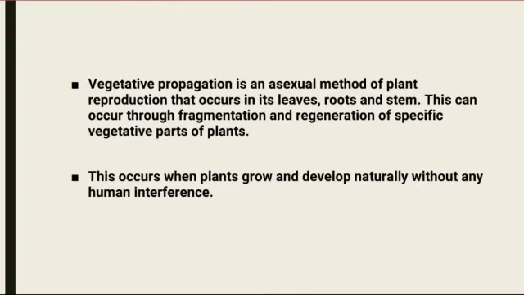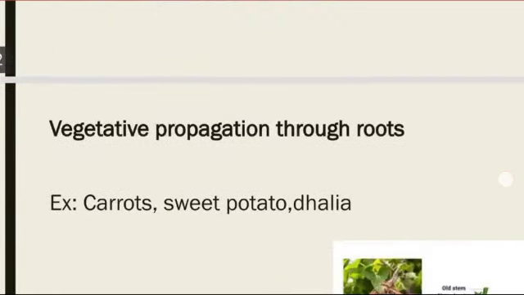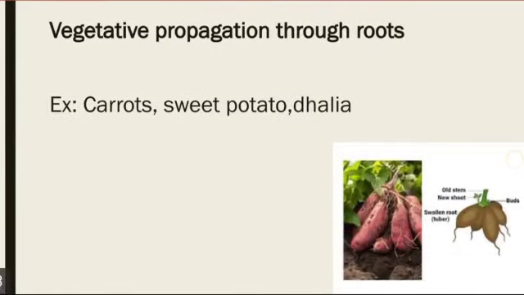This occurs when plants grow and develop naturally without any human interference. We know that there is no role for human beings in the case of natural vegetative propagation. Here, we will be discussing the different kinds of vegetative propagation. The first, going with vegetative propagation through roots.